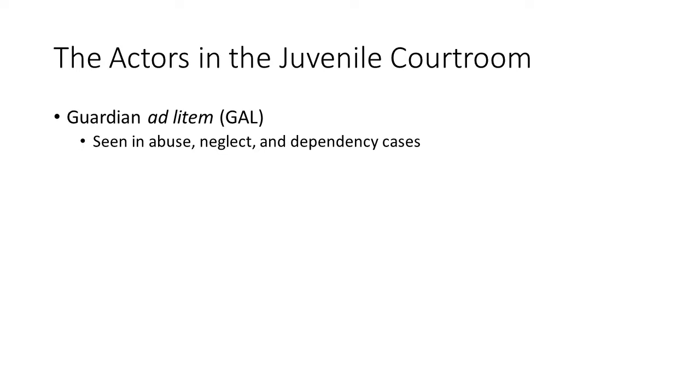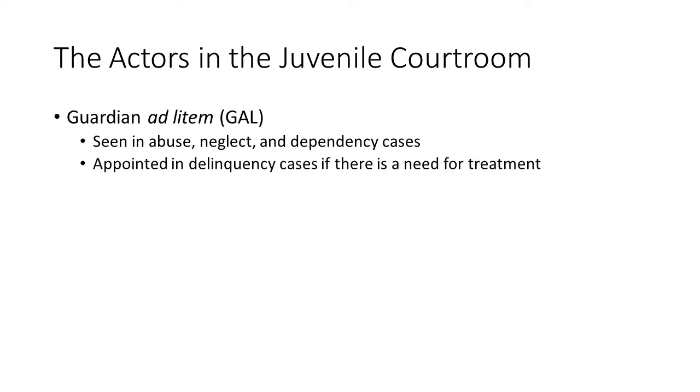You see it mostly in abuse, neglect, and dependency type cases and custody cases. They advocate on behalf of the child's best interest. They're usually appointed in delinquency cases if there's a need for treatment. But like I said, in New York, this isn't a separate person. This is the role of the law guardian, who is the attorney, and they act for the child.